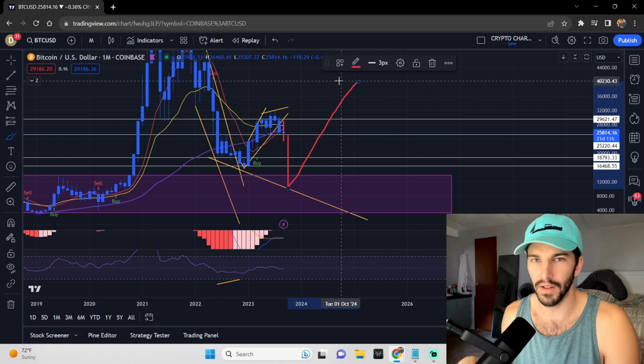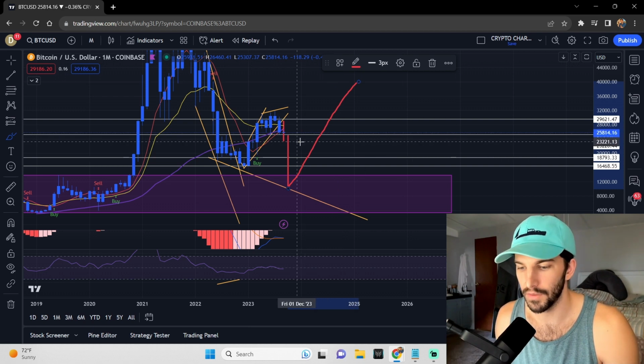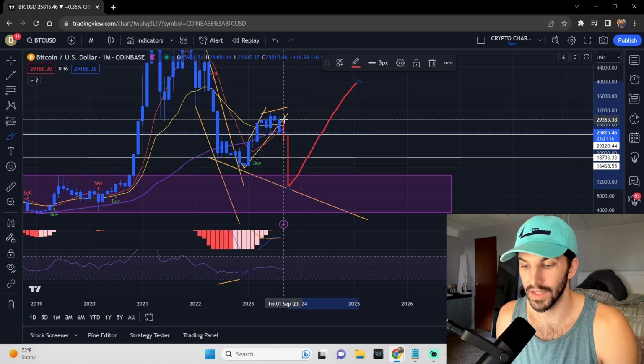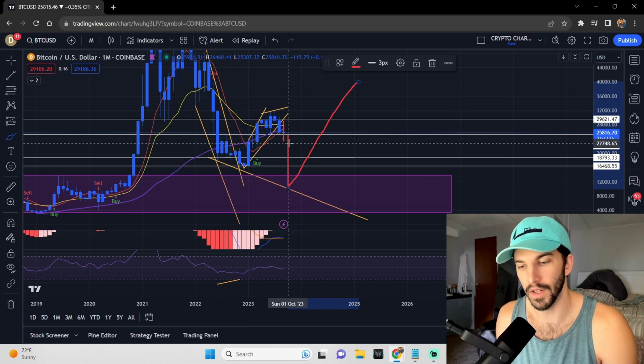So we'll get to that when it comes, but for now, just note, if it breaks this support, we're in a lot of trouble, but we could see that retest in the short term before we break that support.